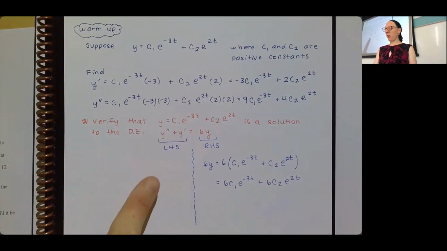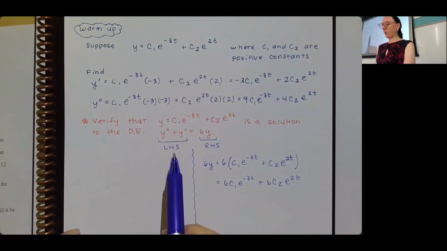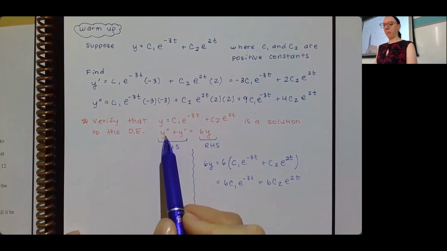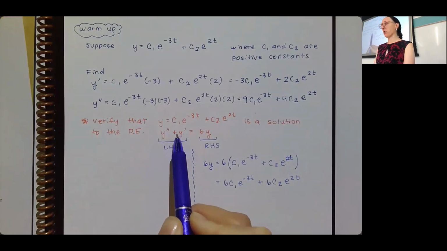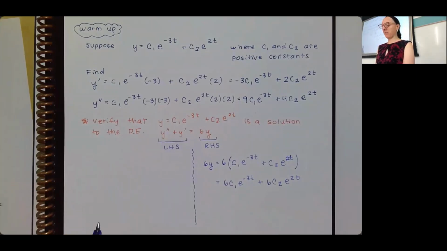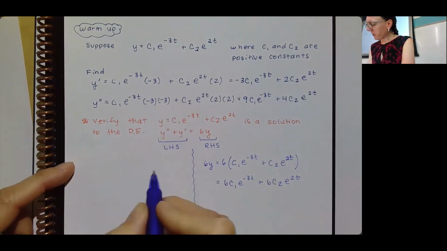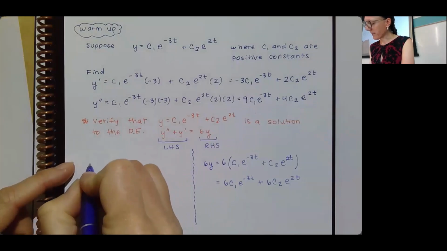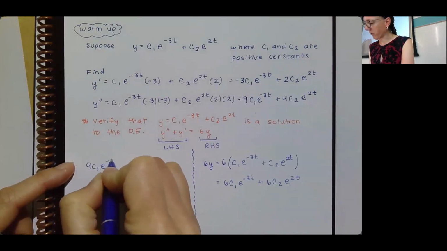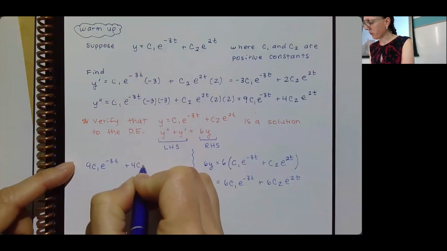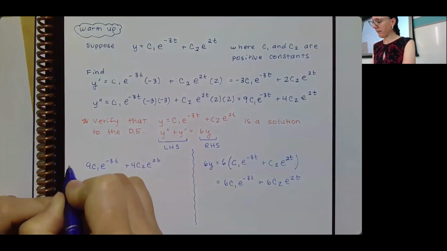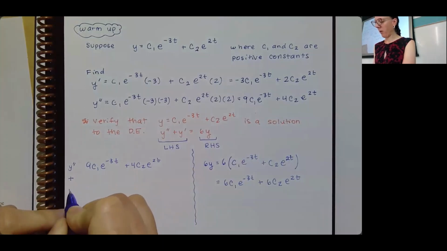And I'm going to do the same on the left-hand side and show that I'm going to come up with the same answer that we have over here. And that's all it means to verify. So on the left-hand side, I need to take what I got as an answer to y double prime and add that to what I got as an answer to y prime. I'm going to run out of space if I try to put that all in one line, so I'm going to stack them up together. So the y double prime piece was 9 C1 e to the negative 3t plus 4 C2 e to the 2t. So that's my y double prime. And I'm adding to that y prime.